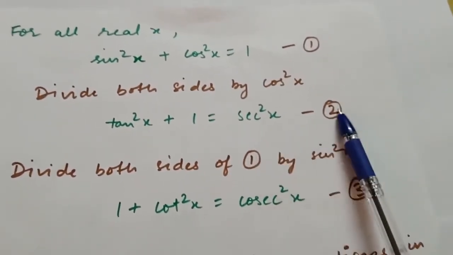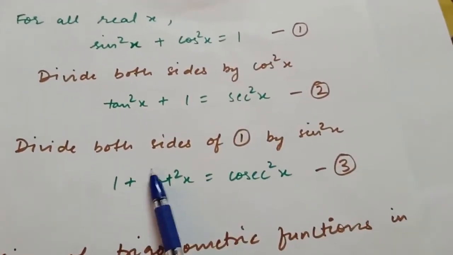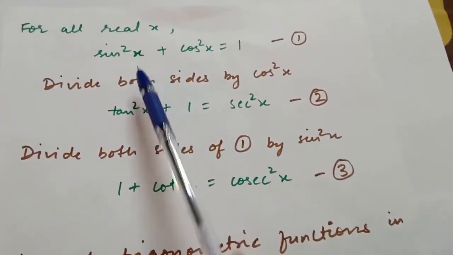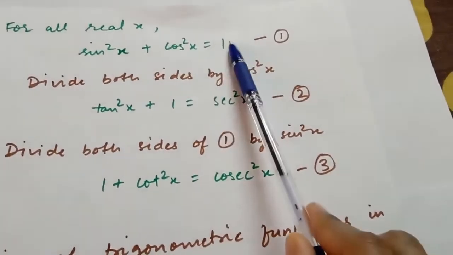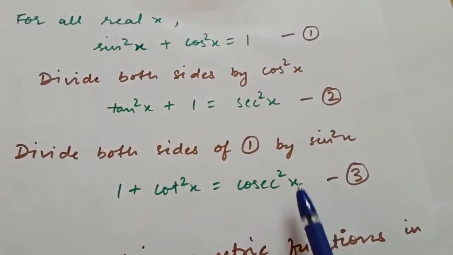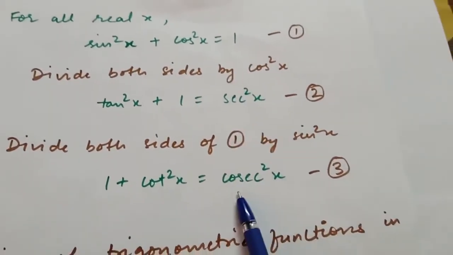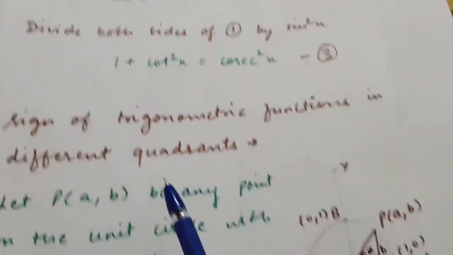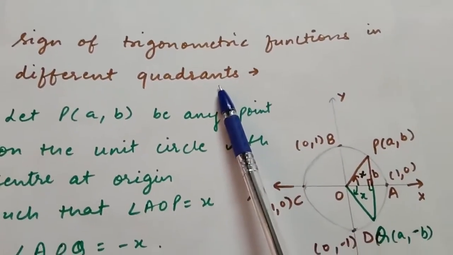Let this be as 2. You have to learn this also. Now again dividing the 1 with sin square x, this will be 1 plus cot square x equal to 1 upon sin square x, which is cosecant square x. So you have to learn all these three identities to solve the questions. Clear? Now we will discuss sign of trigonometric functions in different quadrants.